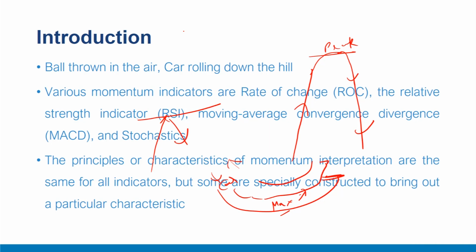Examples of important momentum indicators include rate of change, ROC, the relative strength indicator, RSI, moving average convergence divergence, and stochastic oscillators, among others. Price momentum can be computed using price data for an individual series, such as a currency, commodity, stock, or a market average, and manipulating it in a statistical form that is plotted as an oscillator. We call this price momentum. The principles or characteristics of momentum interpretation are the same for all the indicators, but some are specially constructed to bring out a particular characteristic. In this discussion, we'll start with ROC indicator and show the applications. Changing the oscillator may change some properties, but broad interpretations and contours of discussion remain the same.